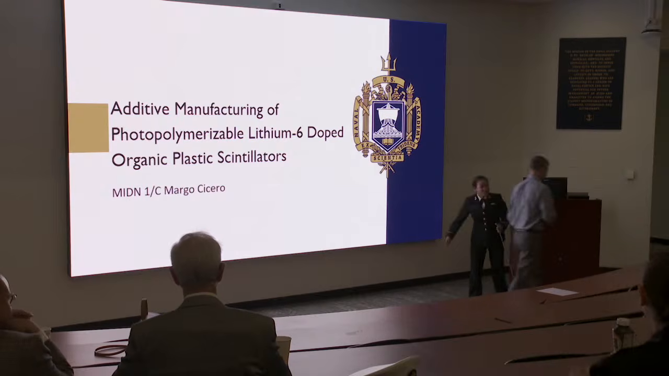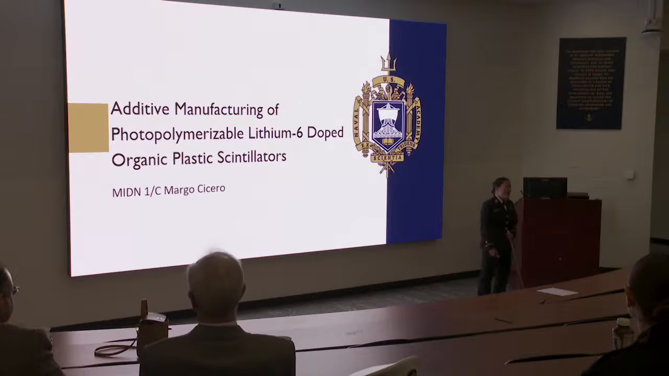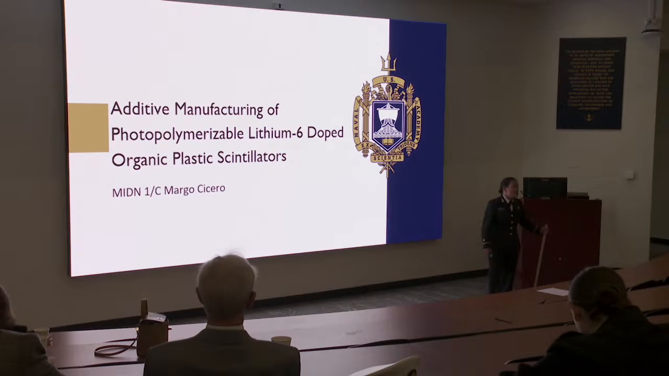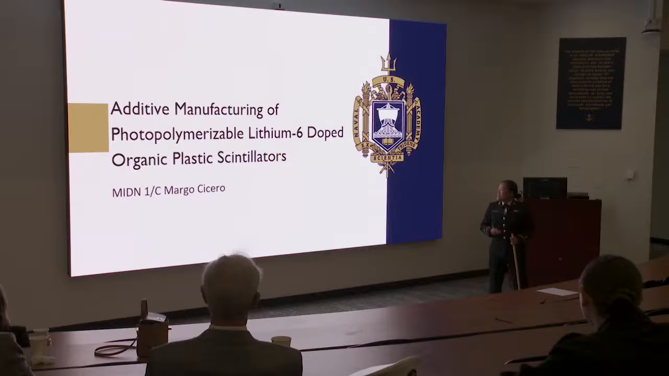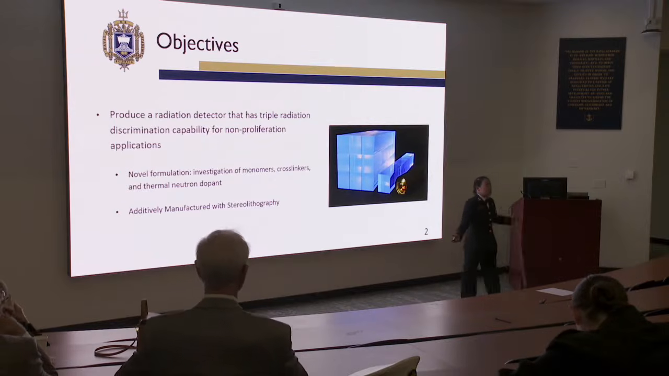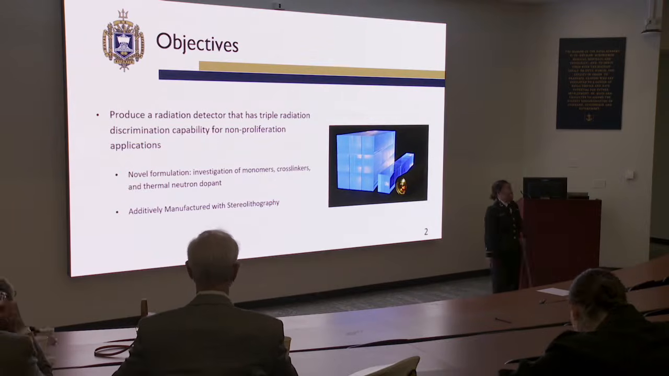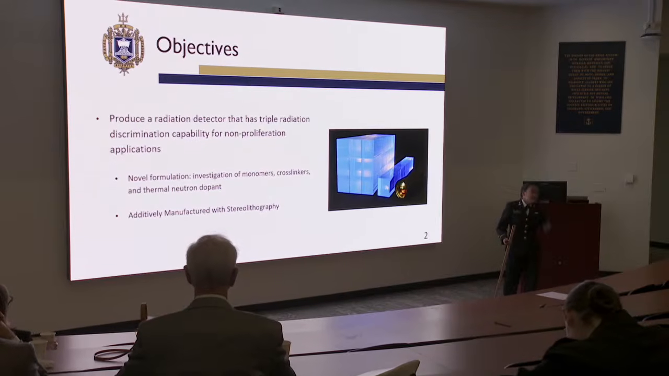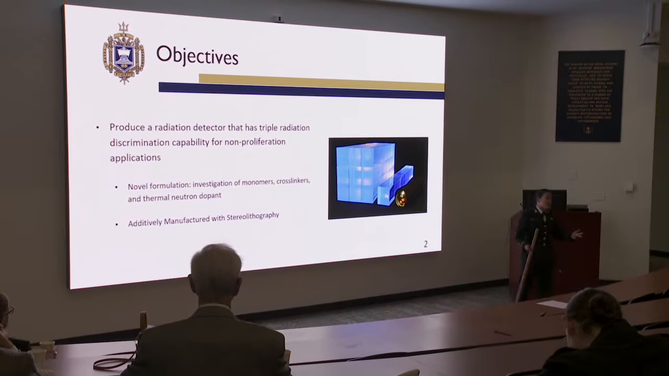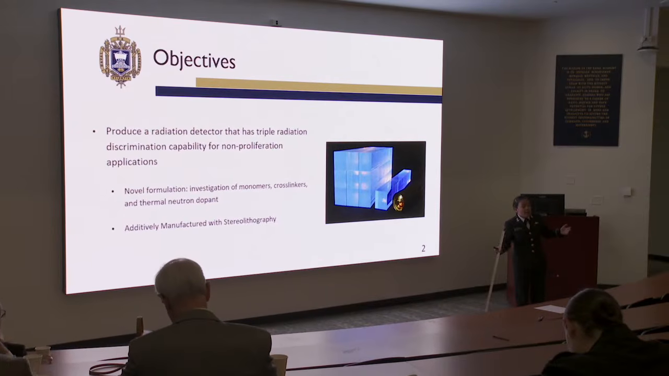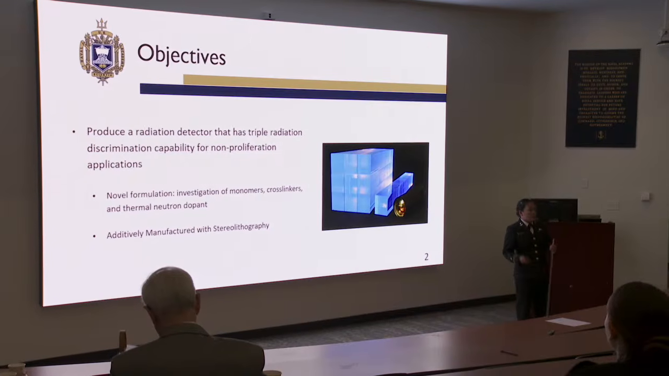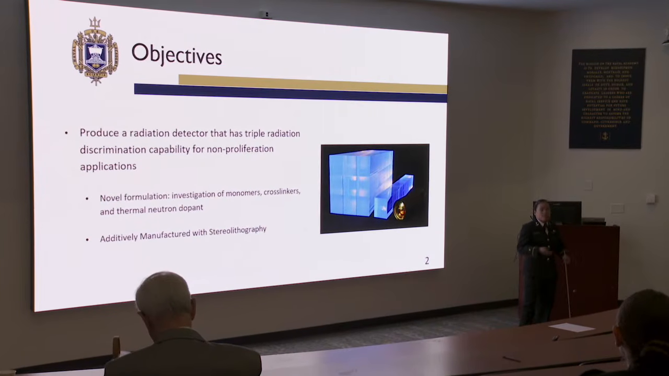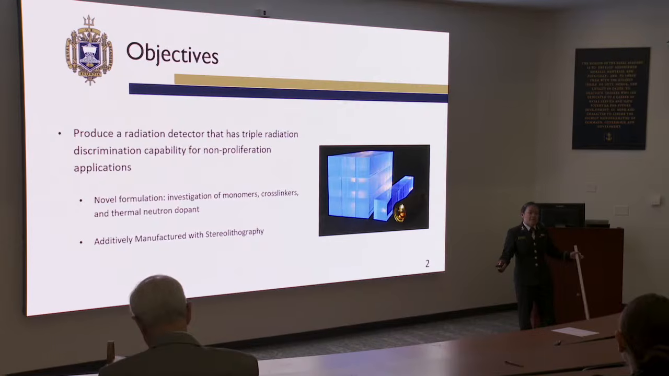Great. Thank you. Good morning, everyone. I will be presenting on additive manufacturing of photopolymerizable lithium-6 organic plastic scintillators. For the primary objective, I want to build a radiation detector that can detect gammas, fast neutrons, and thermal neutrons. The identification and discrimination of all three of these is called triple discrimination. The radiation detector that I'll be building for this is called a plastic scintillator.